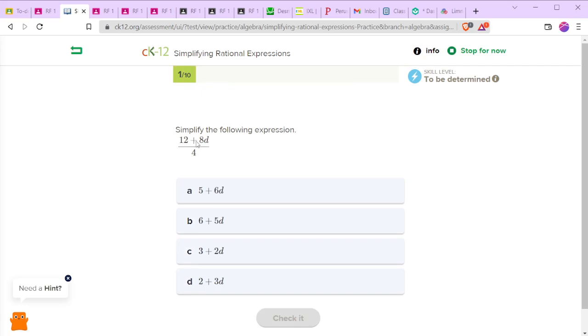Here again, separated by a plus. So if we're going to cancel with the 4, they both have to be multiples of 4, which they are. So 12 over 4 is 3. 8 over 4 is 2.